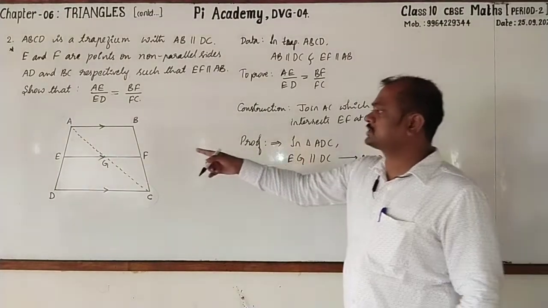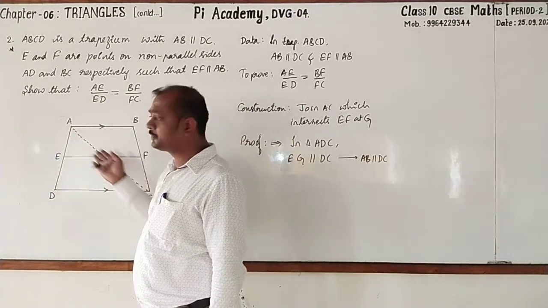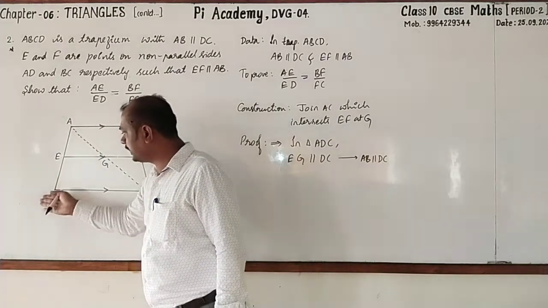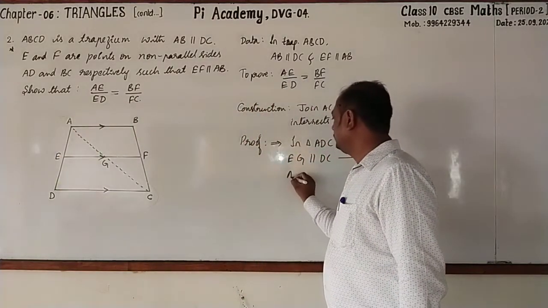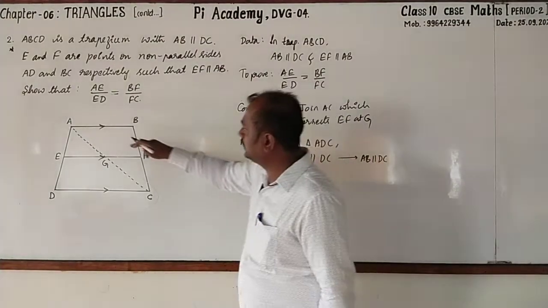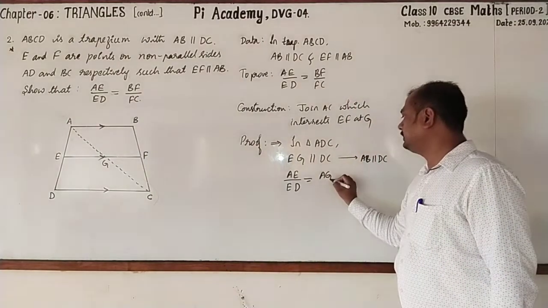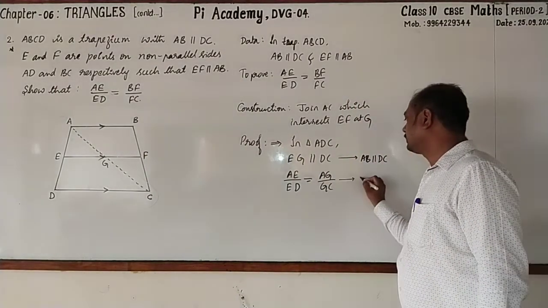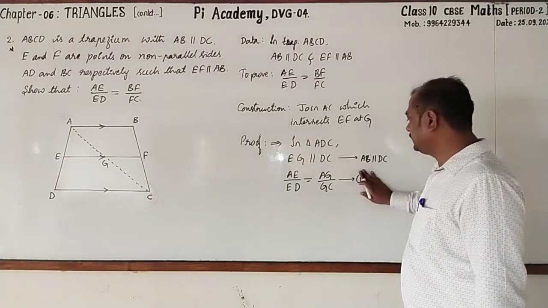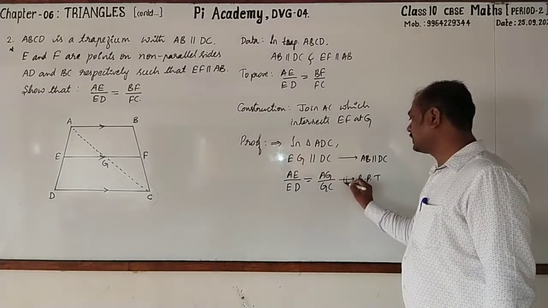In a triangle, if a line drawn is parallel to a side, then it divides the other two sides proportionately. We can write AE by ED is equal to AG by GC. Call this as statement 1. It has been written from BPT, Basic Proportionality Theorem.